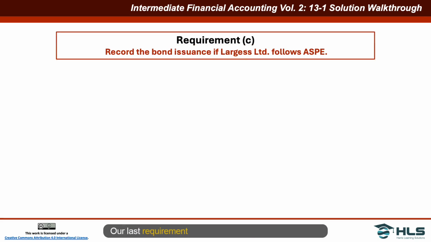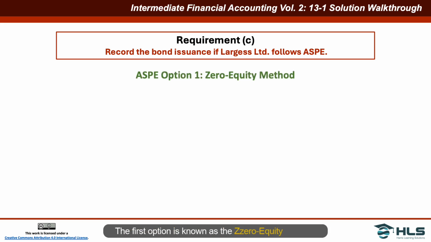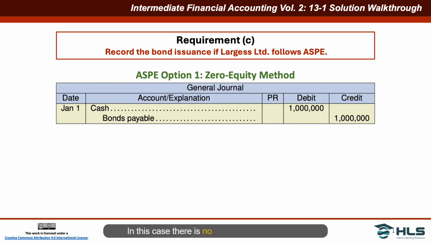Our last requirement, C, is to record the bond issuance if the company follows ASPE. Under ASPE, there are 2 alternatives or options that the company can choose from to account for convertible bonds. The first option is known as the zero equity method. In this case, there is no amount attributed to the convertible bonds, i.e. there's no equity component. So the company will debit cash for $1 million and credit bonds payable for the full amount of the bonds because they're received at par.